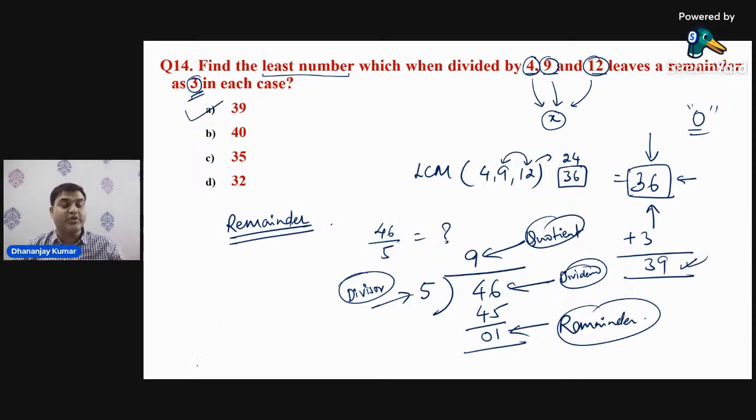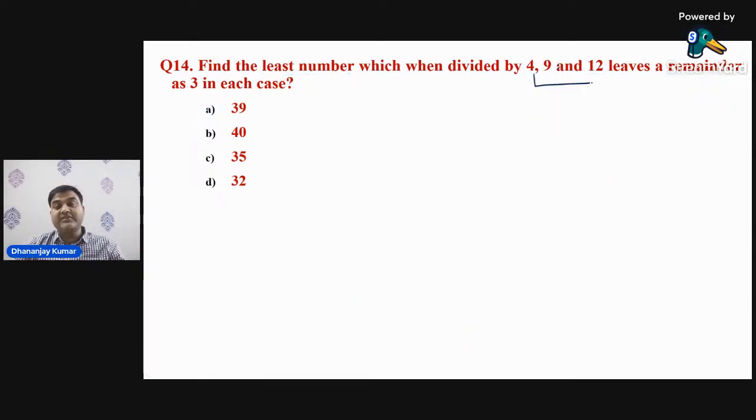You will just add. Okay. So for this kind of question, find the LCM of these numbers and add 3, and that will be the answer, because then 3 is the remainder in all the cases. Okay. Hope you people have understood.